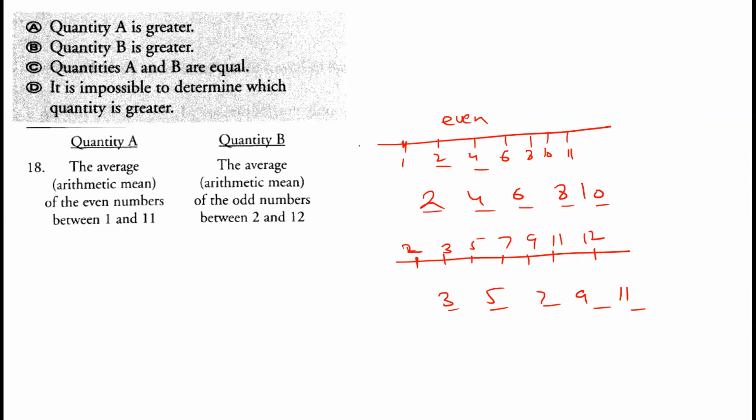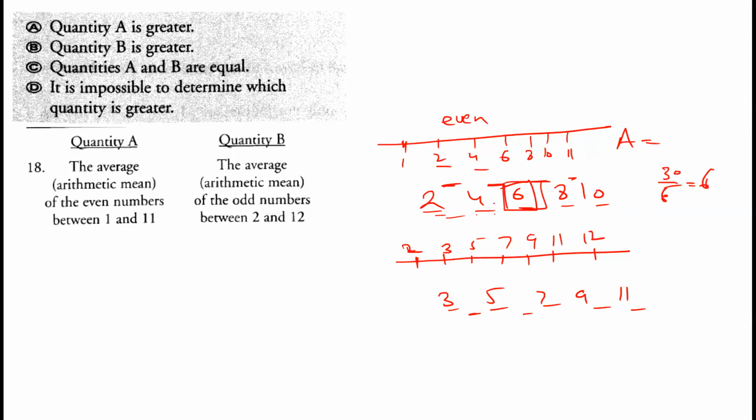Now, what will be the average? This is a sequence, because the difference between any consecutive numbers is 2. Over here, the sequence is also present, because the difference between two consecutive numbers is also 2. So what is the middle term? The middle term is 6 over here. And again, if I want to find the average, 2 plus 4 is 6, 6 plus 6 is 12, 12 plus 8 is 20, 20 plus 10 is 30. So 30 divided by 5 is 6.